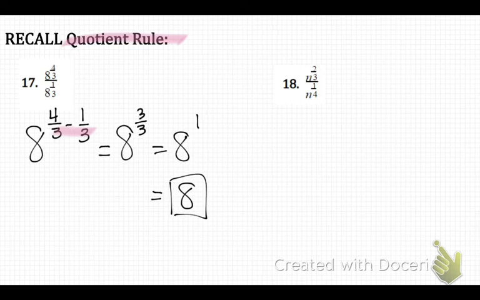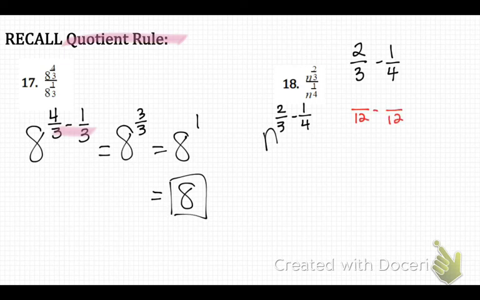Let's look at number 18. Okay. 18 has the same steps. n to the 2/3 minus 1/4. Can I just subtract it right away like I did before? No, why not? Yeah, I need a same denominator. So I have 2/3 minus 1/4. What is their least common denominator? It is going to be 12. So I need to multiply by 4, and I need to multiply by 3. So I get 8 over 12 minus 3 over 12.